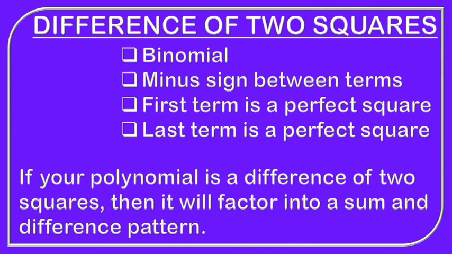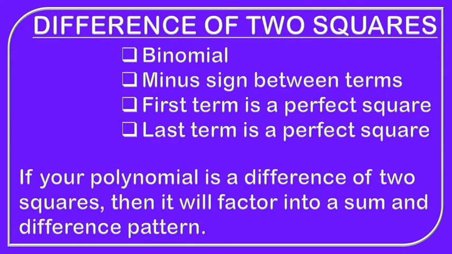The difference of two squares. This is an important thing to know, because if you can recognize that you're dealing with a difference of two squares problem, you can get the binomial factors immediately. So in order to have a difference of two squares, you need a binomial. It has to have a minus sign in between the two terms. The first term has to be a perfect square. The last term has to be a perfect square. And if your polynomial is a difference of two squares, then it will factor into a sum and difference pattern.